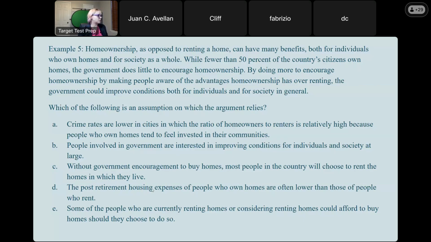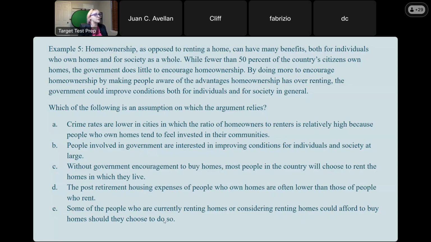D, the post-retirement housing expenses of people who own homes are often lower than those of people who rent. This is just trying to sell us on owning homes. Whether or not they are does not change the conclusion. And E, some of the people who are currently renting homes or considering renting homes could afford to buy homes should they choose to do so.